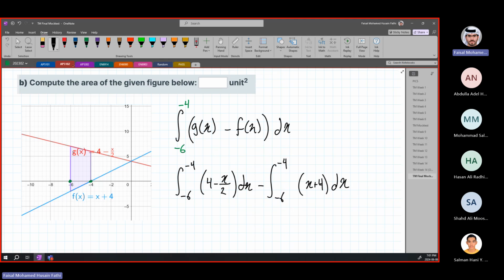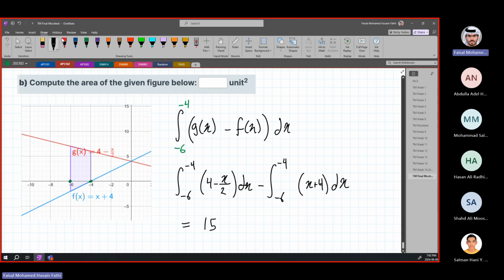4 minus x over 2, starting from -6 and ending at -4, minus the integration of x plus 4, starting from -6 and ending at -4. And this will give you, I got 15. I don't know how I got 15.